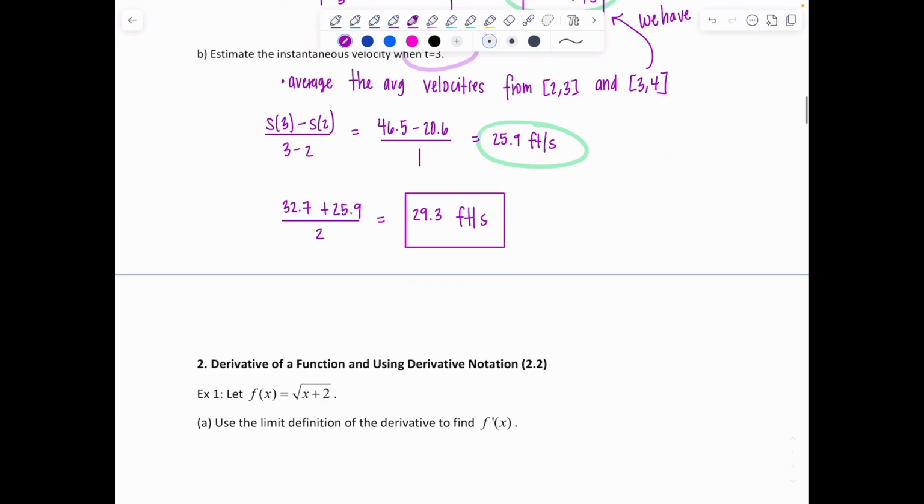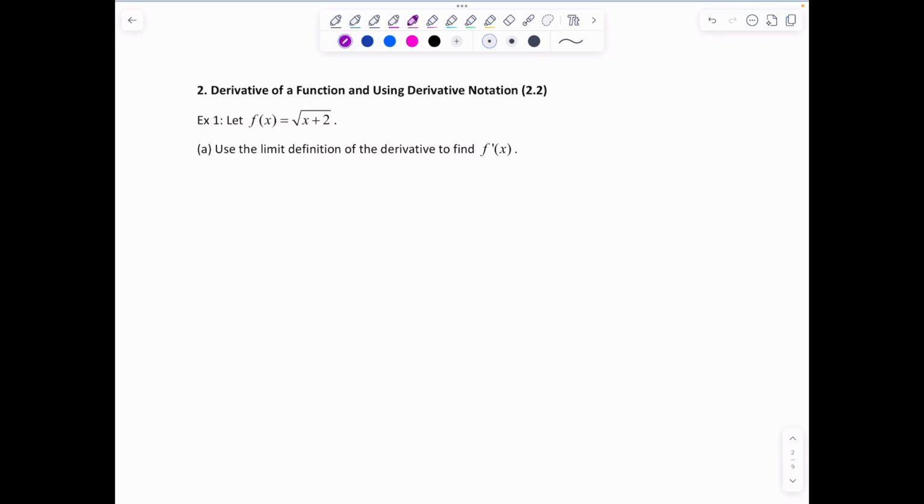Okay, next example, finding the derivative of a function and using derivative notation. So here we're going to let f of x equal the square root of x plus 2. And first we're being asked to use the limit definition of the derivative to find f prime of x. Obviously this would be something on the free response portion, because how else would they check that you use the limit definition? So hopefully you remember the limit definition of the derivative and you use excellent notation. So f prime of x equals the limit as h approaches 0 of f of x plus h minus f of x all over h.